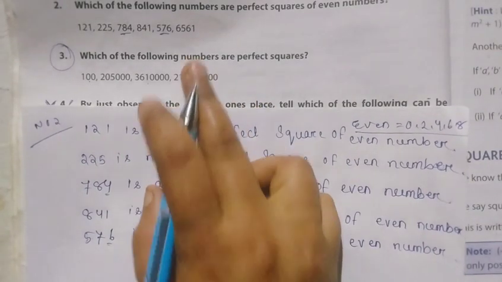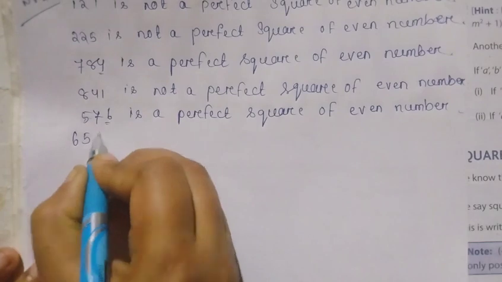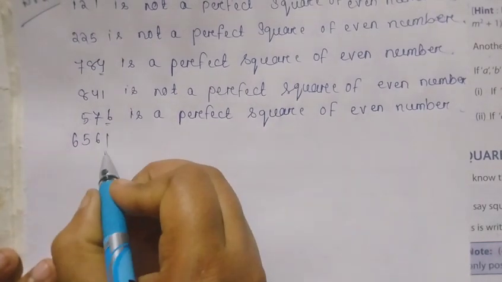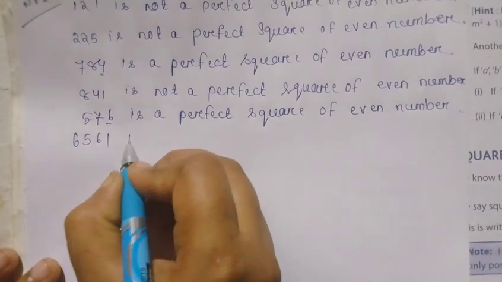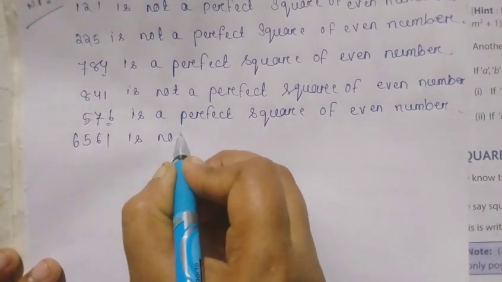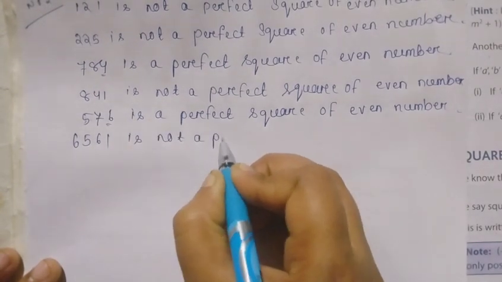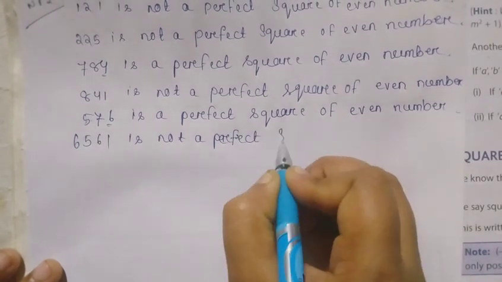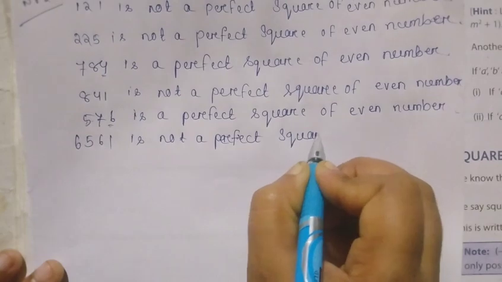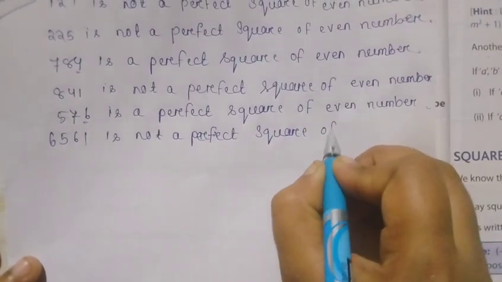Then 6561. Unit place is 1. 1 is an odd number. So 6561 is not a perfect square of an even number.